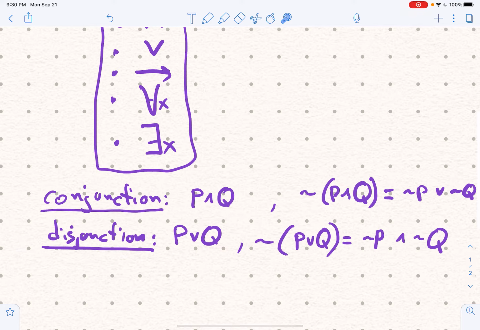Okay, so these are sort of our first 2 rules, and we've seen those before. Let's look at some others. So let's look at the conditional.